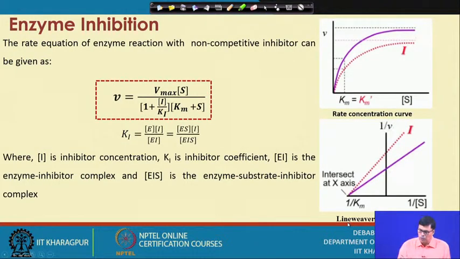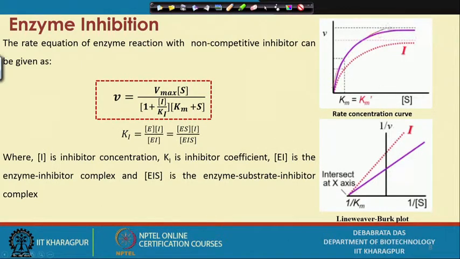Now, if you plot the Michaelis-Menten V versus S plot, the nature is like this. This is no inhibition. This is non-competitive inhibition. So here we can see the Vmax value is changing. This is Vmax dash, and this is Vmax. Now, if you plot the Lineweaver-Burk plot, then the plot will be like this. This is in case of no inhibition. This is non-competitive inhibition.